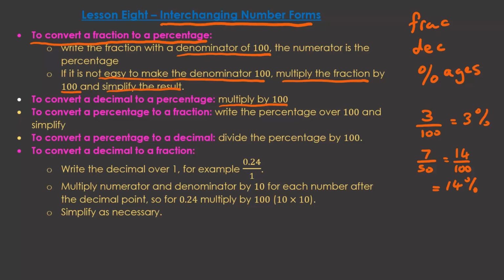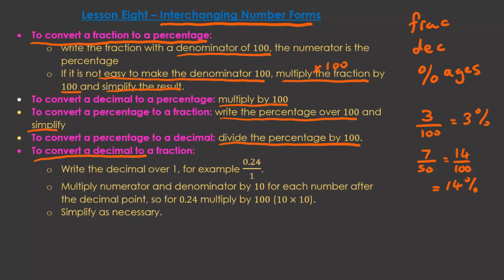Convert a percentage to a fraction: write the percentage over 100, so effectively you're dividing by 100, which is the opposite of the multiplying by 100 we did up here to go the other way, and then simplify. To convert a percentage to a decimal, you just simply divide the percentage by 100, which means, in effect, we're just going to move the decimal point.